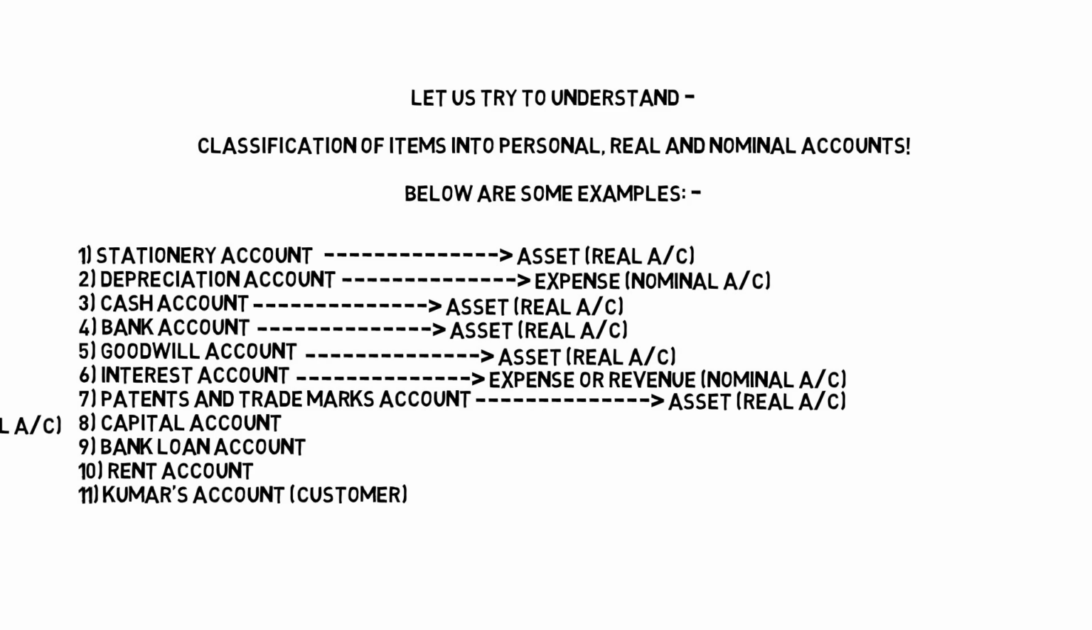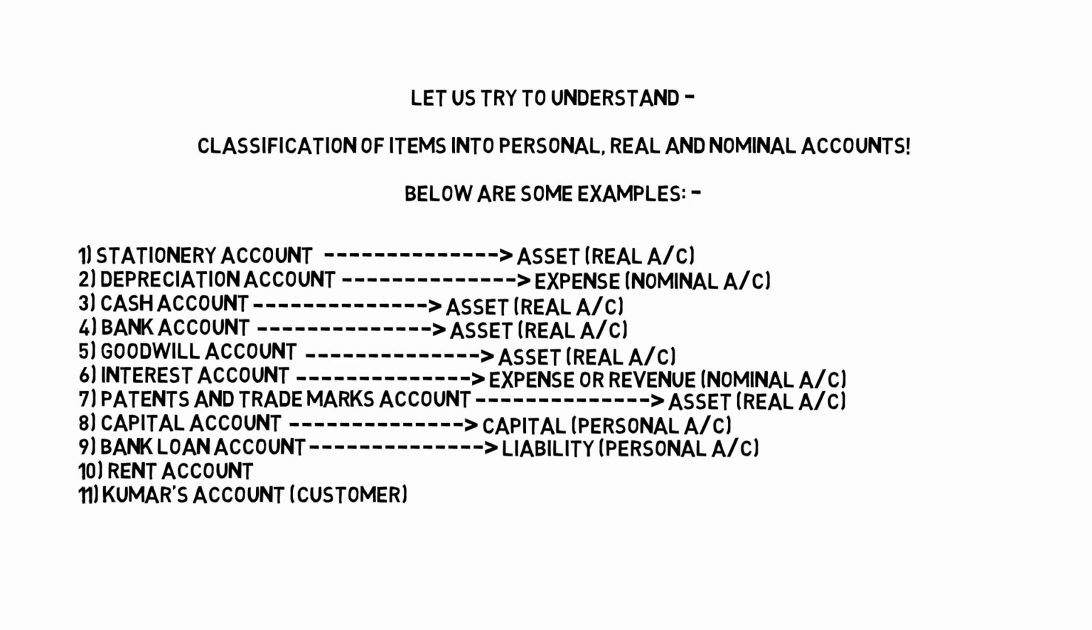And then you have capital account, which is, like it states, capital that you require in the operations of the business which you use. So when you contribute capital into the business, it becomes a personal account because the owner is the one who contributes capital for the business. And then you have bank loan account. As the name itself states, bank loan account speaks about liability because you have taken a loan. So hence all liabilities are personal accounts.